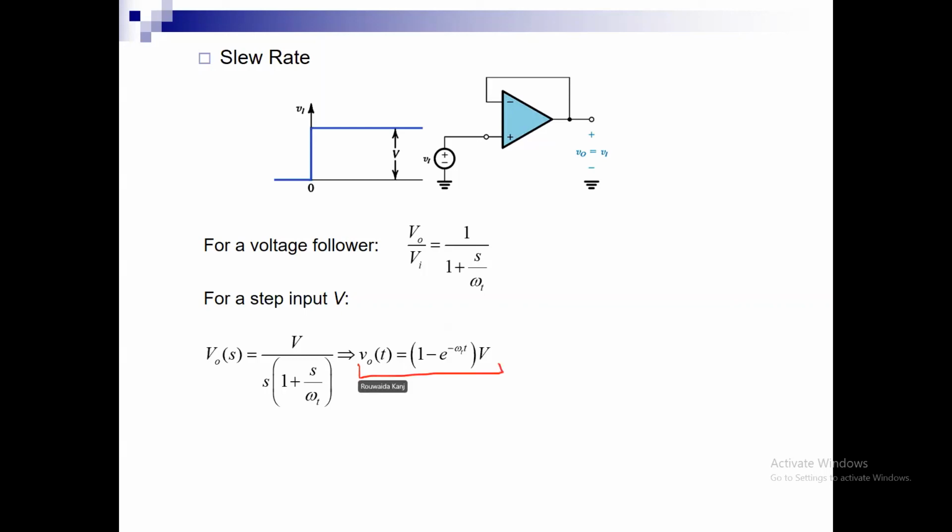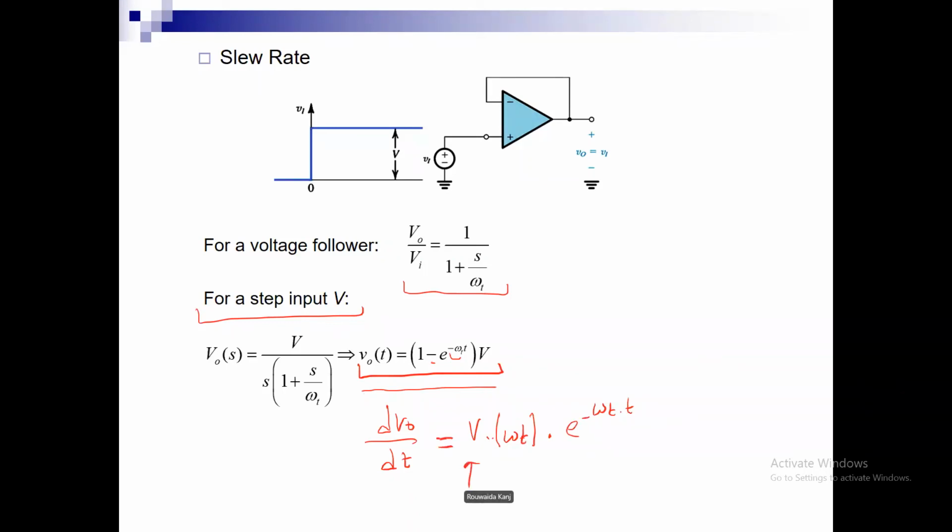He's telling me that if I put a step input, and this is the transfer function, so the step input is 1 over S or V over S, then the resulting output voltage will be this much. Can I calculate dVO by dt? If I have this term, it will be equal to V e to the minus omega t, so the derivative is V times omega times e to the minus omega t, right?